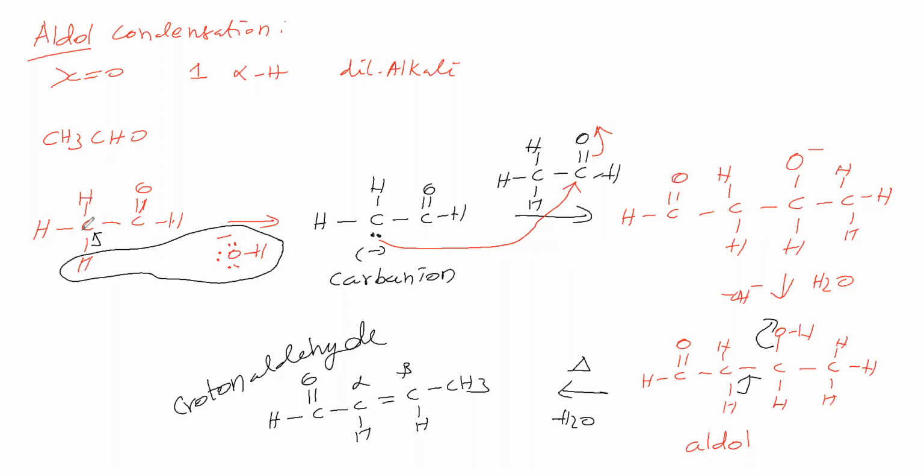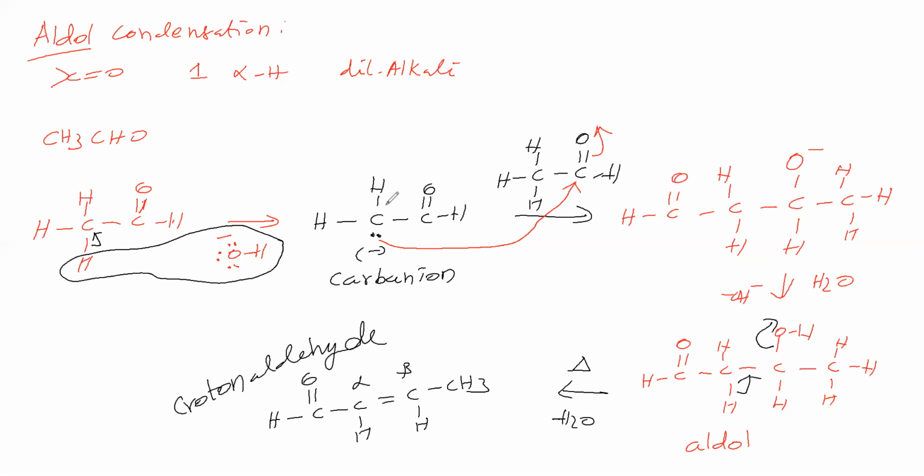If alpha hydrogen is not there but beta hydrogen is there, is it possible or not? If the beta hydrogen has sufficient acidic nature like alpha hydrogen, then it is possible. Otherwise, no. If electron withdrawing groups are there, then it is possible. Otherwise, only aldehyde with CH2, CH3 like this, we should not consider.